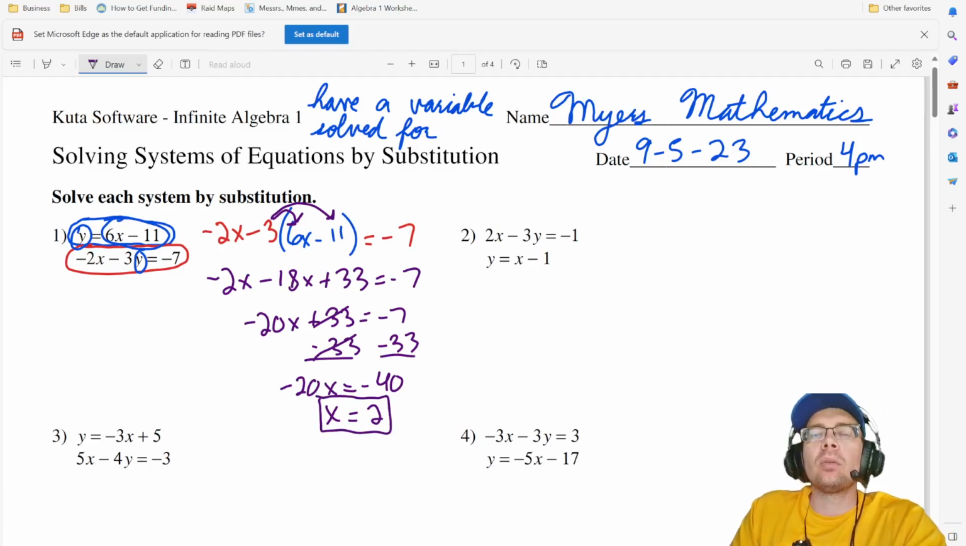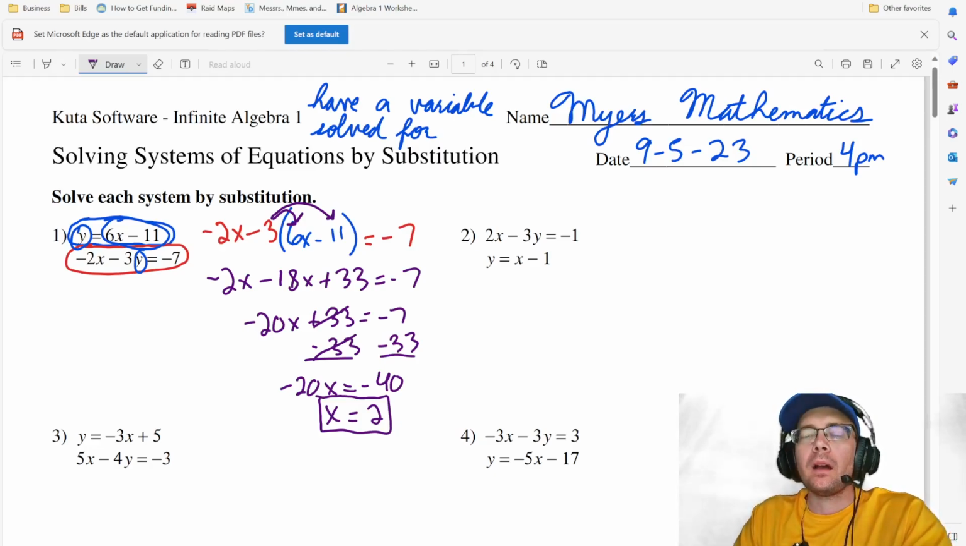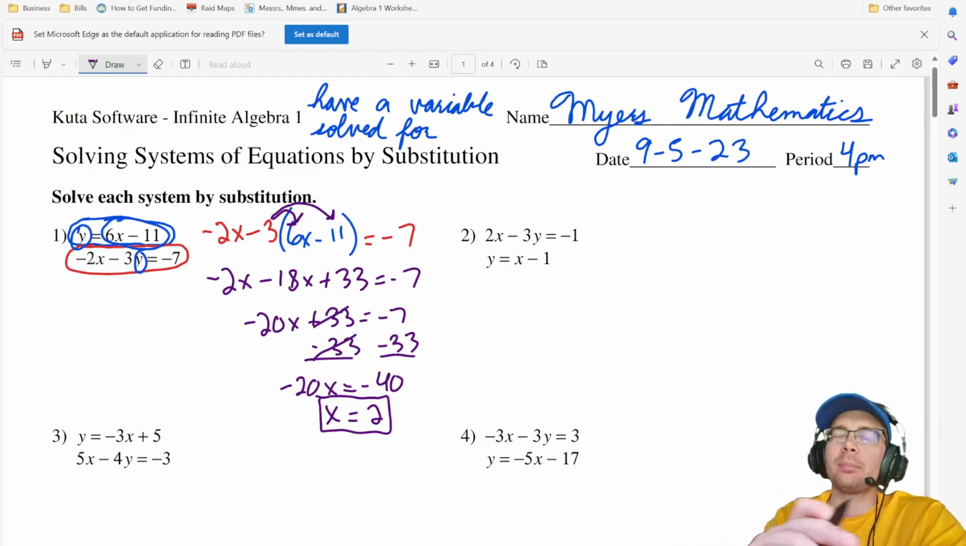I box it. Normally if I box something, it's a final answer. And if I circle it, it's kind of important, but it's not part of the final answer. Usually the thing you box is the final answer. x equals 2 is not the only final answer, but it's part of the final answer, so I still box it. And then I just plug back in.